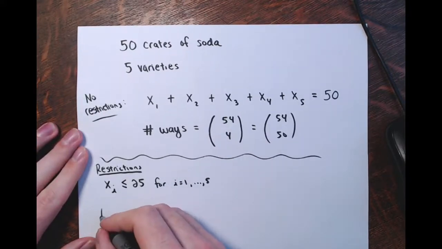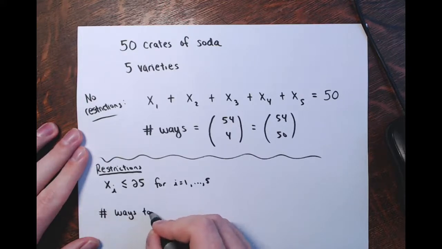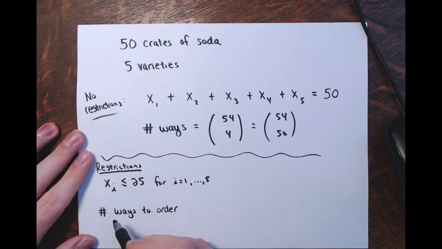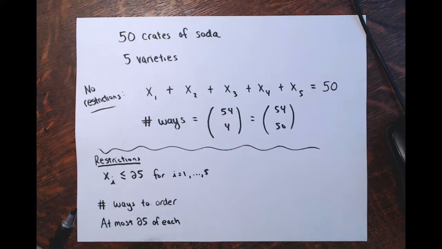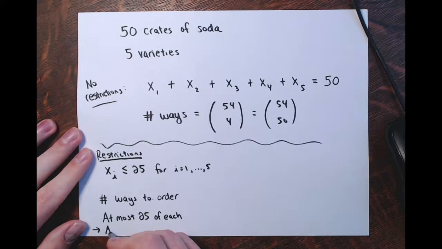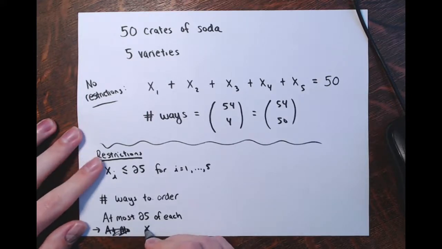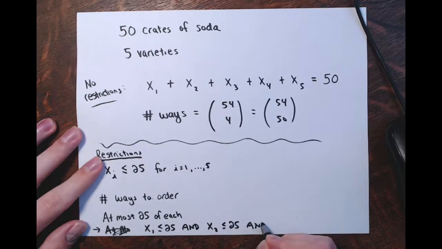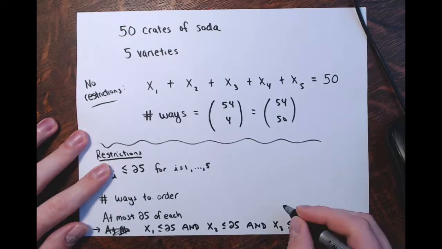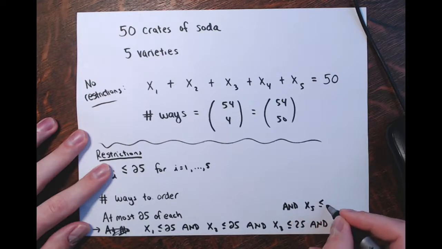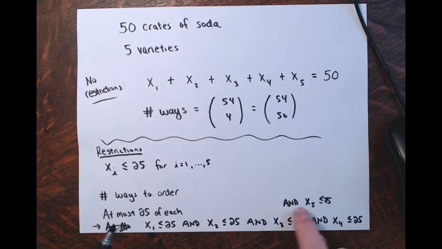So if I want to count the number of ways to order with at most 25 of each variety, that means x1 is less than or equal to 25, and x2 is less than or equal to 25, and x3 is less than or equal to 25, and x4 is less than or equal to 25, and x5 is less than or equal to 25. Sorry, that's pretty long.